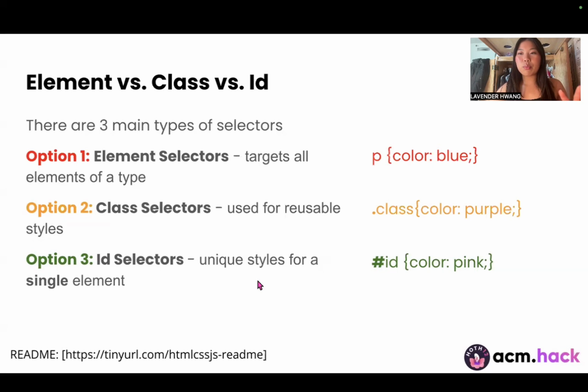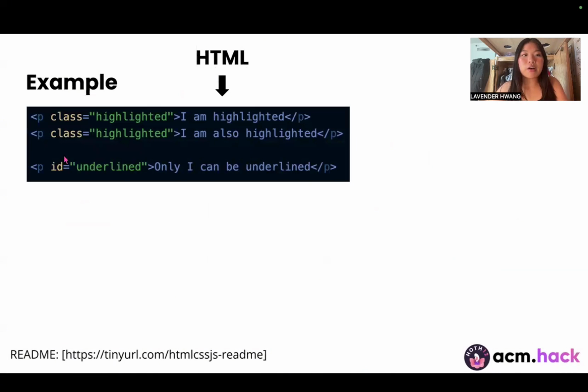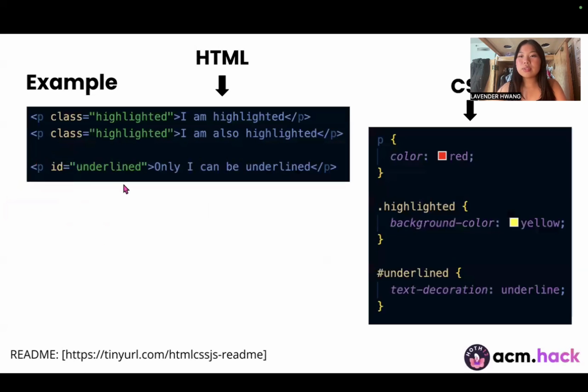So let's see this more in action with an example. Okay, so here's my HTML. I have three paragraph elements, right? And then these top two have a class of highlighted, and then the bottom one has an ID of underlined. So let's see what the CSS looks like.